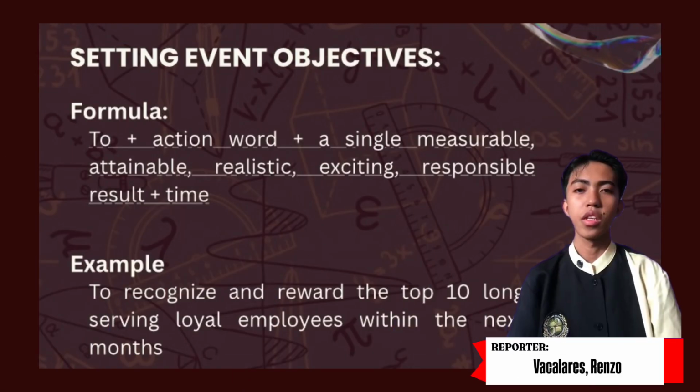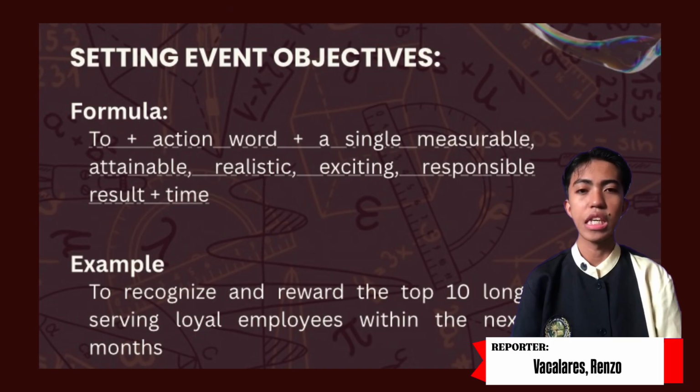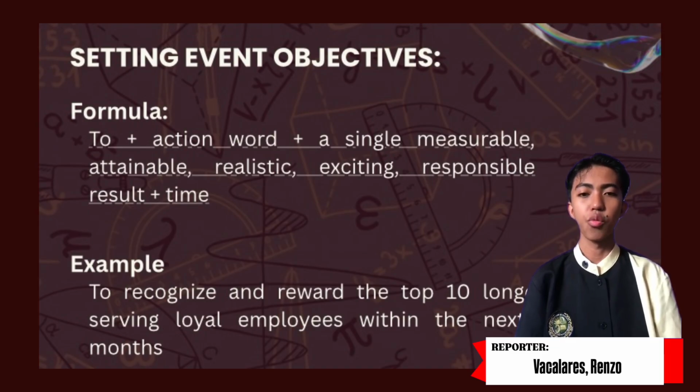Event objectives are measurable and specific actions taken in service of your long-term goal. Here is the formula: "To" plus an action word plus a single measurable, attainable, realistic, exciting, responsible result and time. For example, to recognize and reward the top 10 longest-serving loyal employees within the next 6 months.